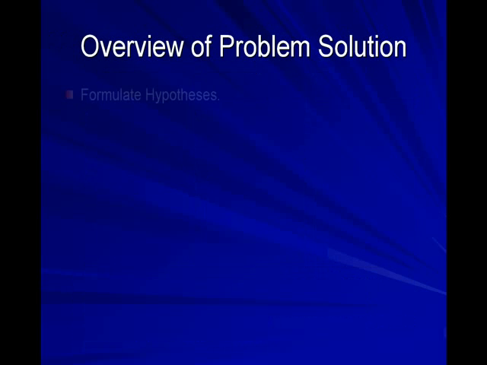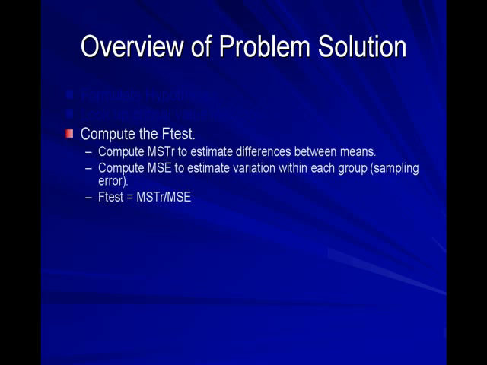So here's just an overview of how we're going to solve the problem. We're going to formulate hypotheses. Then we're going to look up a critical value. In this case, we're going to look up the critical value in an F table. Then we're going to compute the test statistic. If you're following along with us, this is the same procedure we've been using all along: formulate hypotheses, look up a critical value, compute a test statistic.